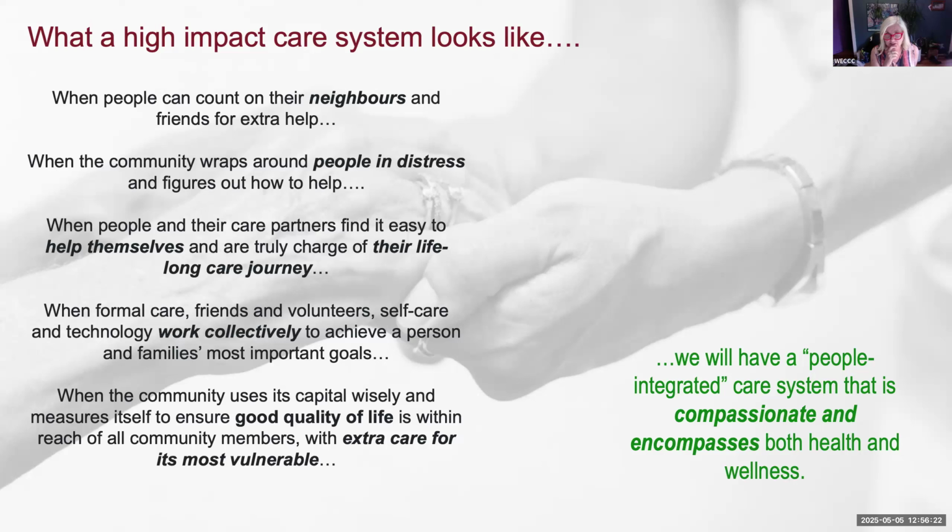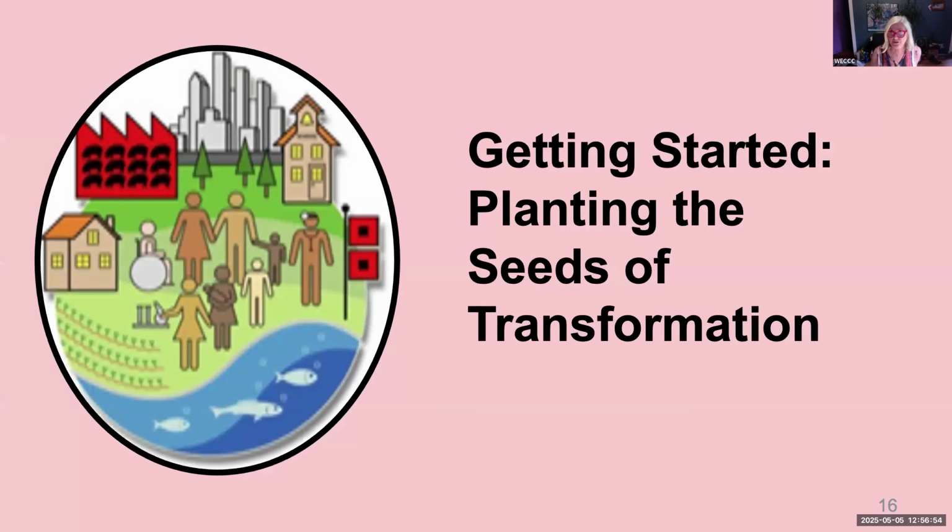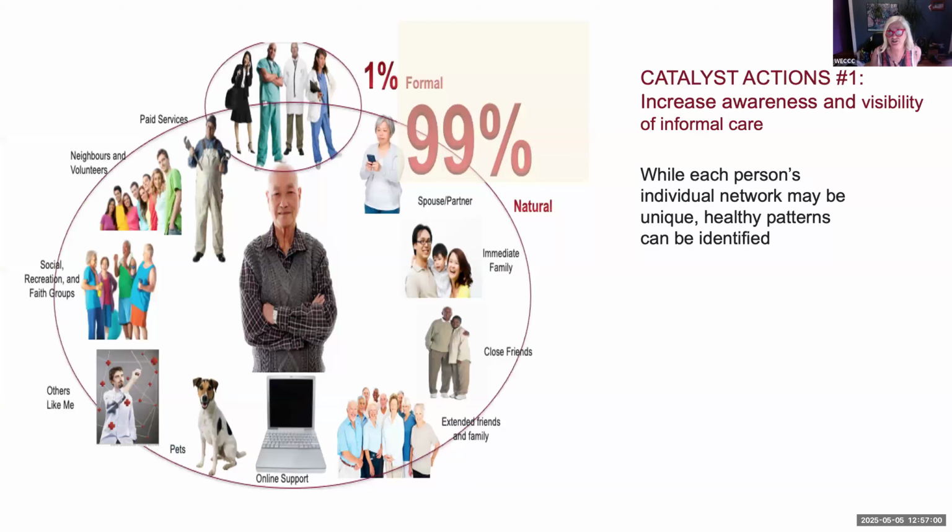And then that the community can use its capital, its human capital, social capital, built environment, financial resources, etc., all of the capital available to it wisely and measure itself to ensure good quality of life is within reach of all community members with extra care for the most vulnerable. So that's what we think a people integrated care system should look like, that is compassionate and encompasses both health and wellness.